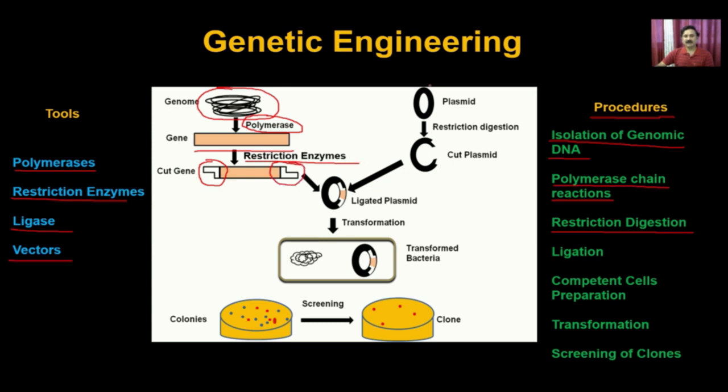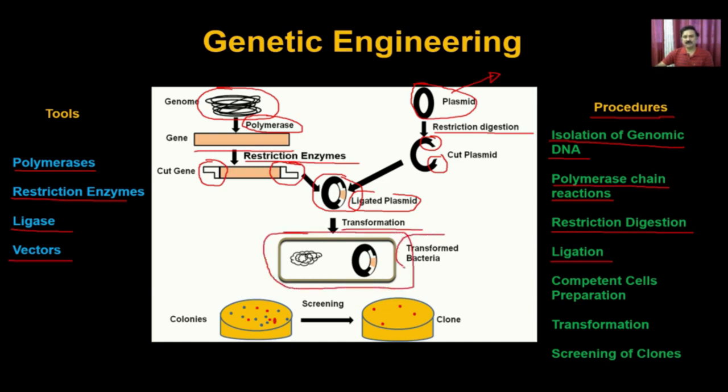In the same way, you also have to isolate the plasmids. The plasmids are the vectors which are going to carry the gene of your interest. Then you have to restriction digest the plasmids so that they also generate sticky ends. Now you take the cut gene as well as the cut plasmid and put them together in a ligation reaction. So you also have to learn about ligation reactions, and then you have to transform, or put, this DNA into the host cells.